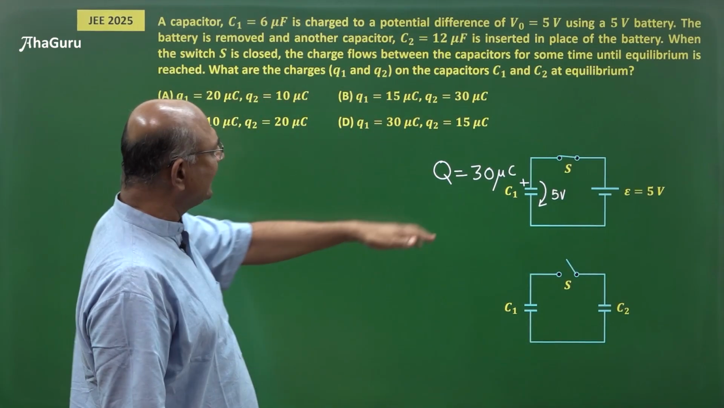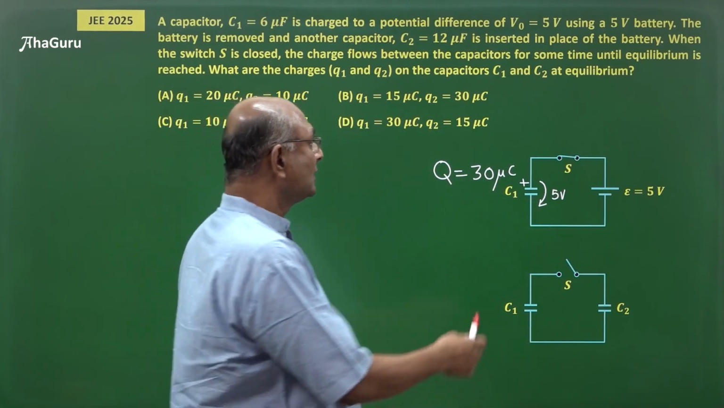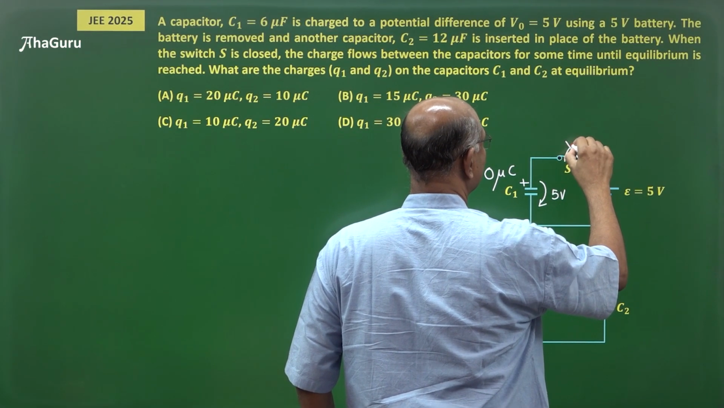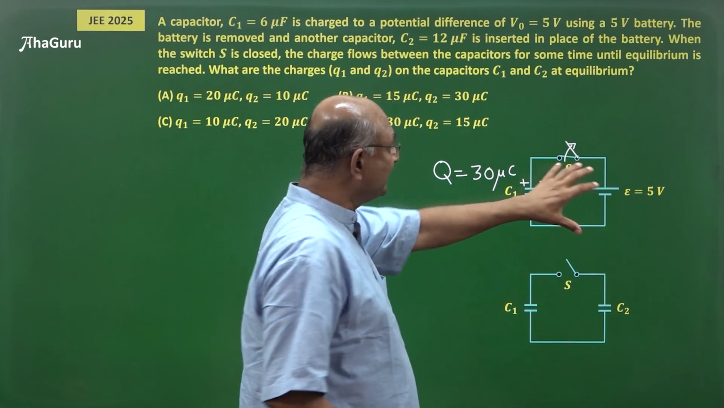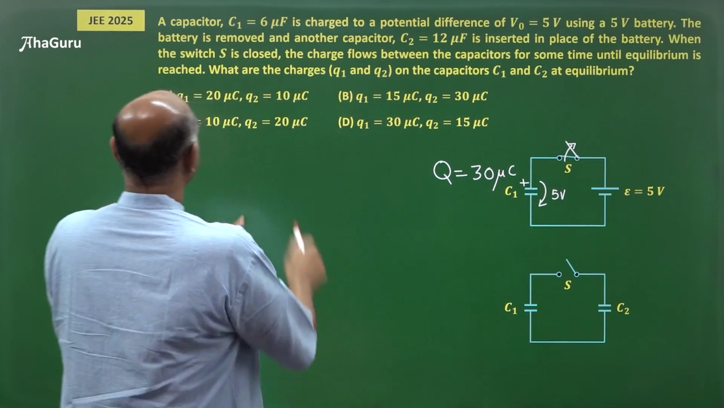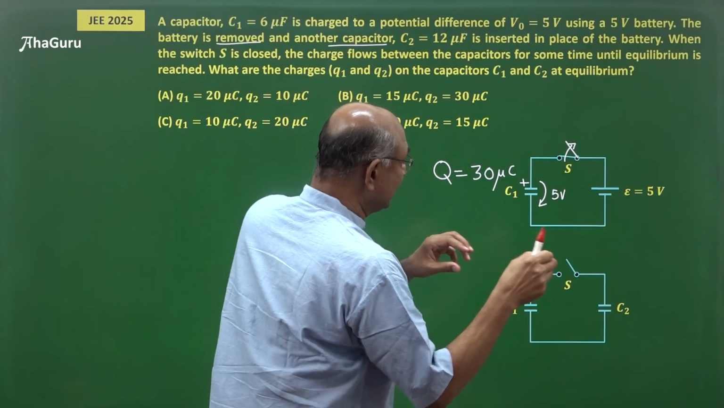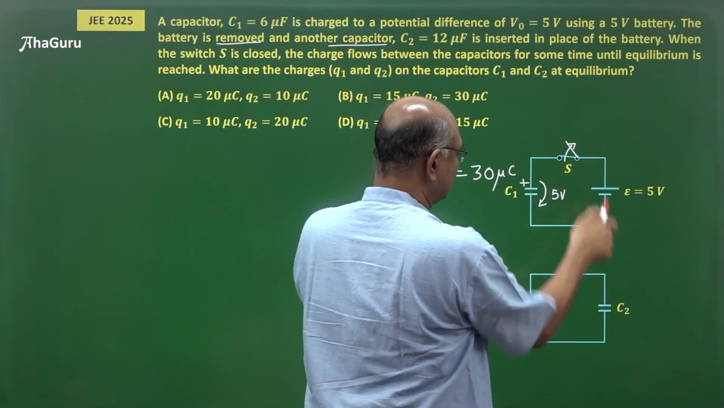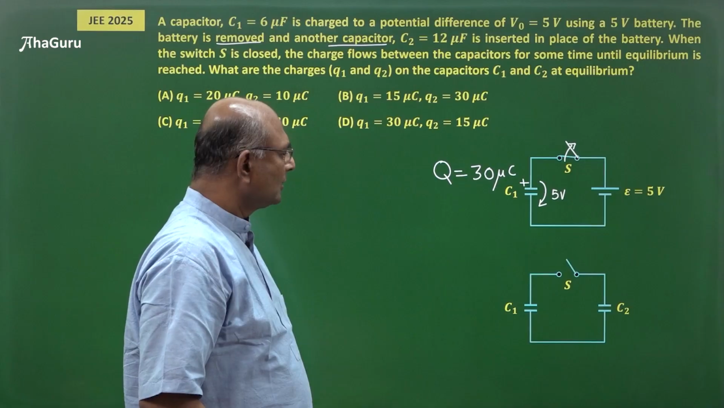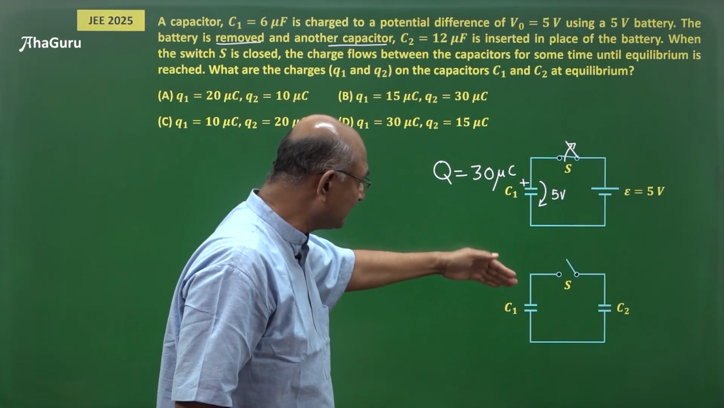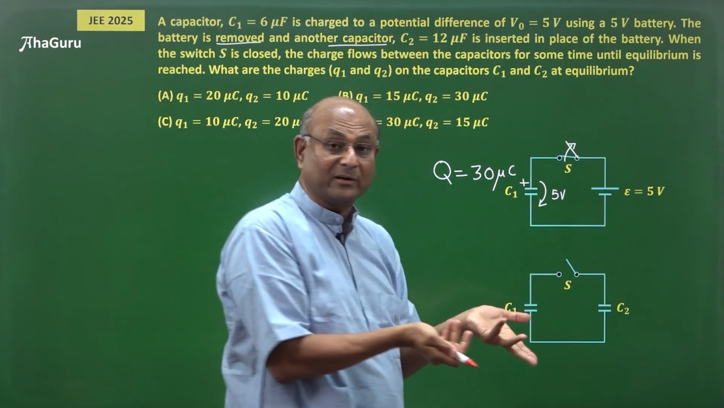So we basically connected it to the battery. Then what do we do? Then we disconnect. So that means there is no more battery. And then the battery is removed, and another capacitor C2 is inserted. So we take this out and we put a C2 like this. So at that point, this charge will be 30 microcoulomb. The same charge will be there. Once you have disconnected, the charge can't go anywhere.